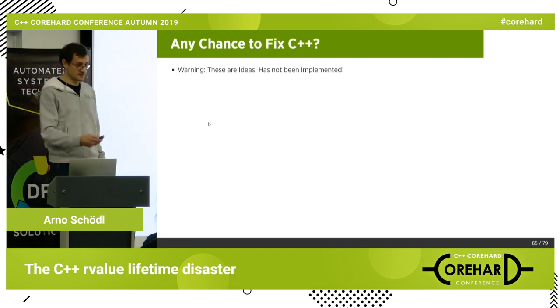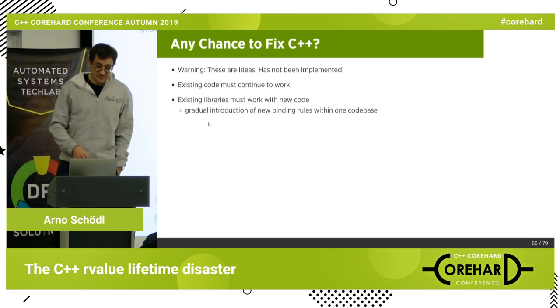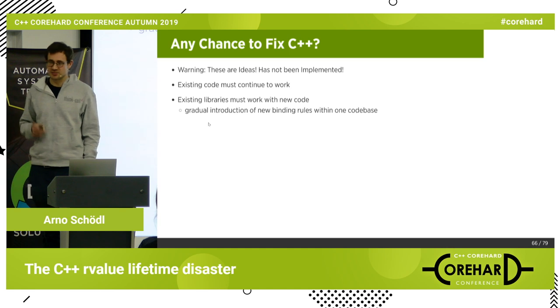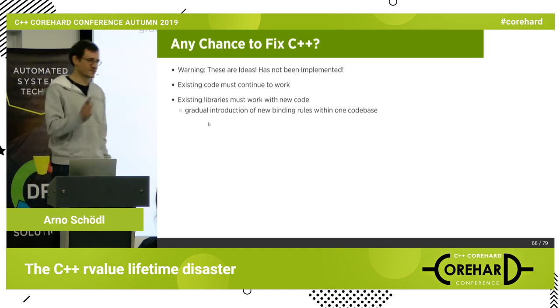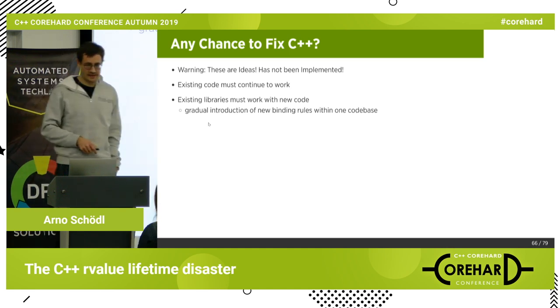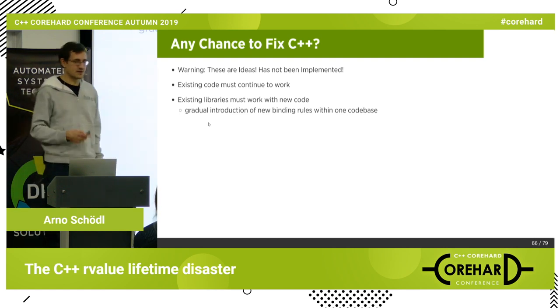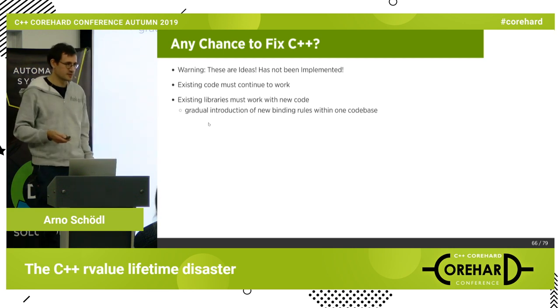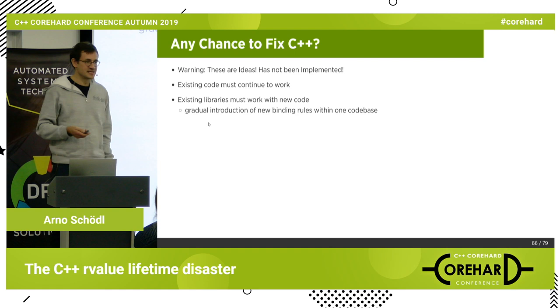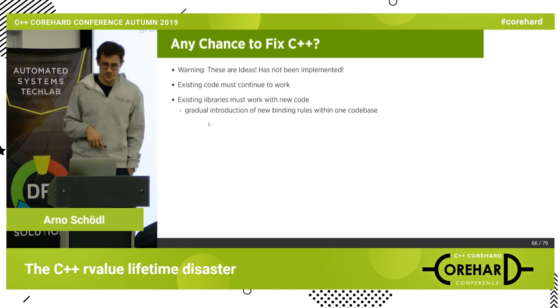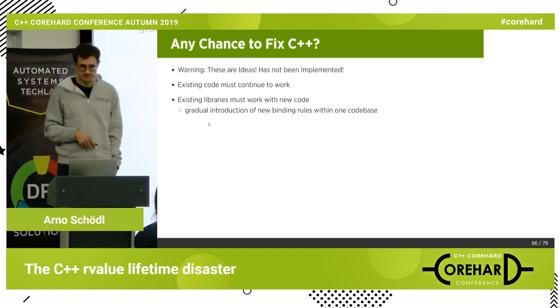So what can we do? First of all, what are the requirements? Well, as always in C++, existing code must continue to work. You cannot say, oh, you have to throw away all our code. That's never going to work. In particular, you also have to be able to mix code. You have an existing library, that's my wonderful linear algebra library or whatever, and it's been written according to old rules, and I don't want to throw it away. Although maybe in my own code, I can gradually work towards new rules.